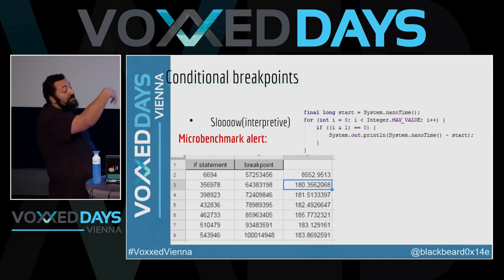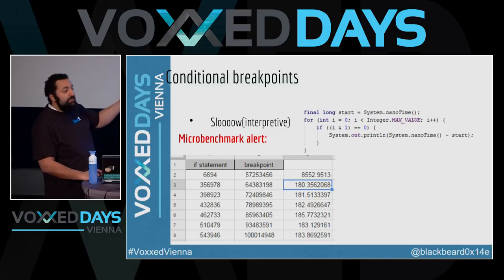I noticed this a lot in the game when I debug stuff. I always use an if statement and just compile the code. It's much easier and much faster. The reason is that when you use a conditional breakpoint, your debugger goes into interpretive mode, which is very slow. So beware when you do this kind of stuff.